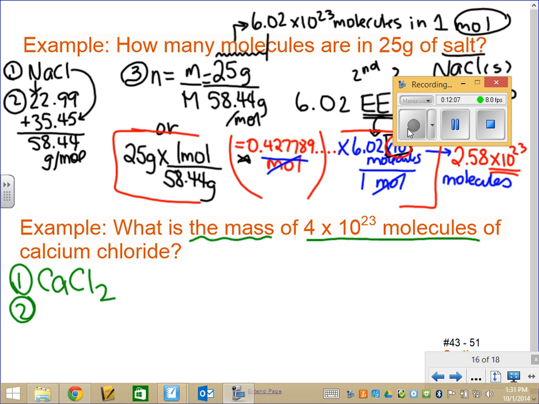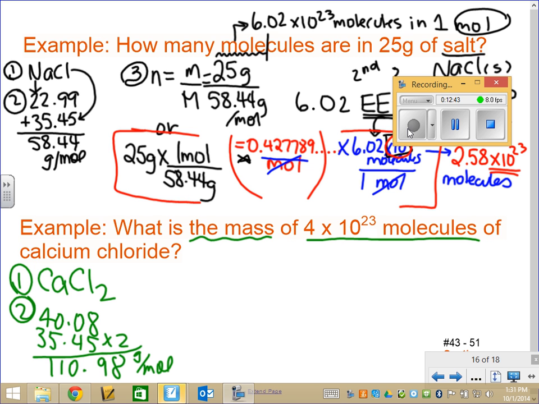The second thing that I want to do then, before I do any other calculating, is figure out the molar mass of my substance. Calcium's atomic molar mass is 40.08. Chlorine's is 35.45 times 2. So the overall molar mass that we should get is 110.98. Now this is grams per mole.